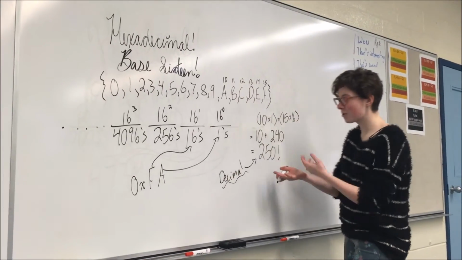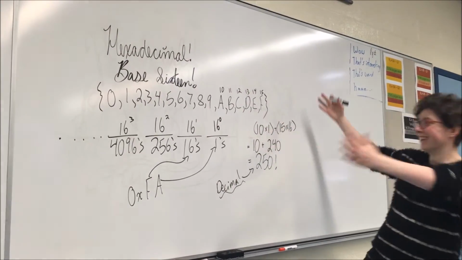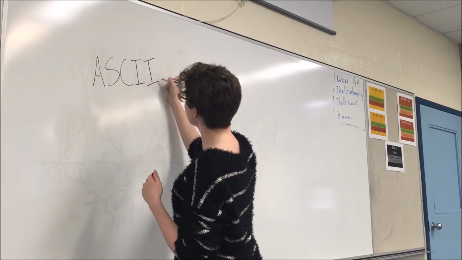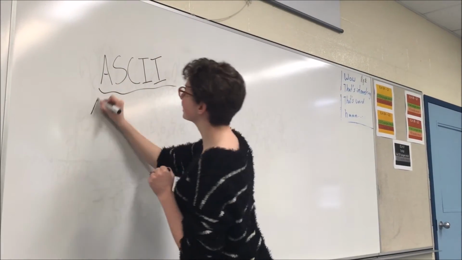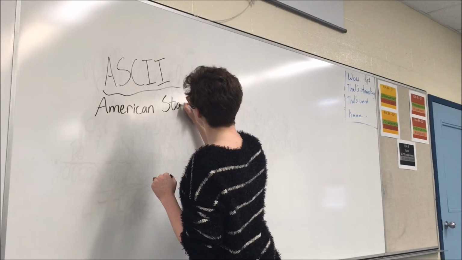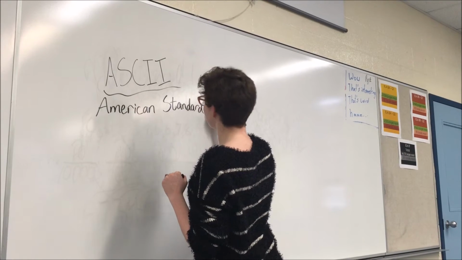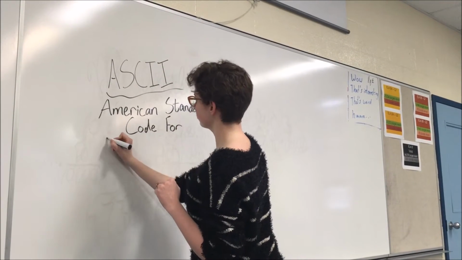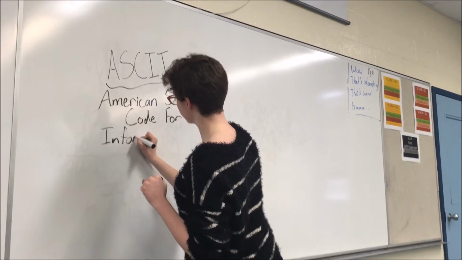So it's taking a 3-character number and putting it into 2. It's wild. So ASCII. This is really important because we need letters in computing. This is the American Standard Code for Information Interchange. It is an 8-bit code that can be used to create every letter in the English alphabet and some symbols.